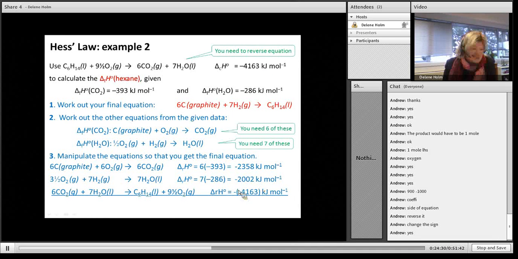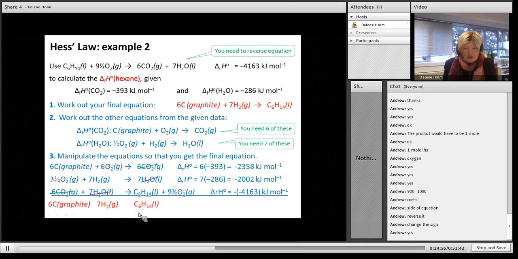Now I cancel out, so my 6 carbon dioxides cancel my 6 carbon dioxides. My 7 waters cancel my 7 waters. My 9.5 oxygens cancel: 6 over there and 3 over there makes 9.5 on the left hand side. So I'm left with graphite, 7 water, 1 hexane, and so that is the equation I want. Always double check that it is the equation you want.